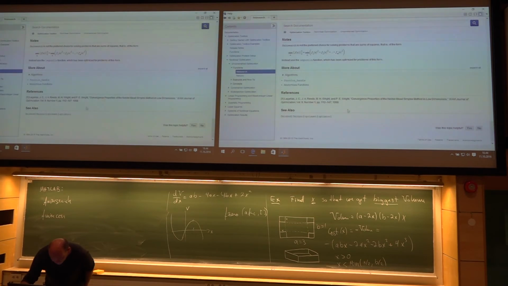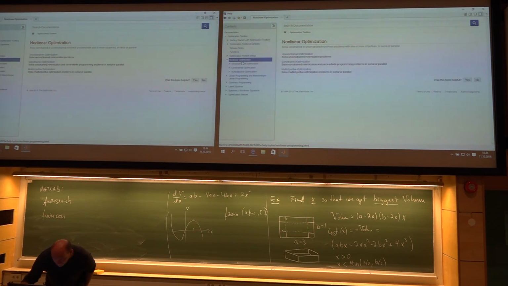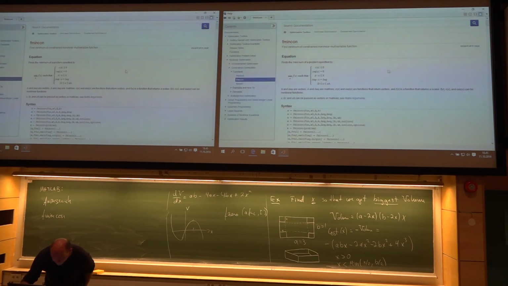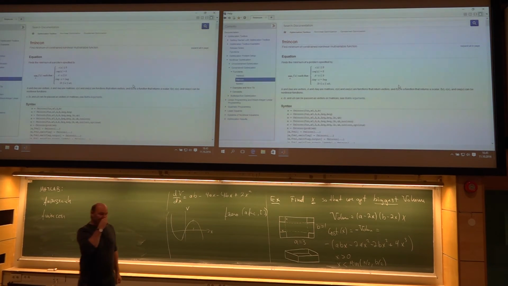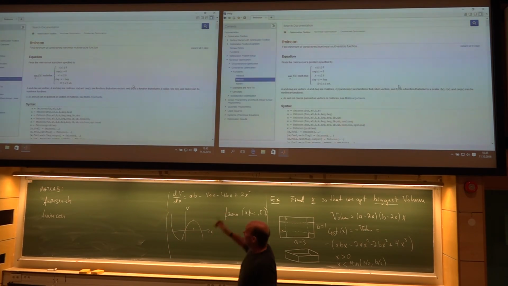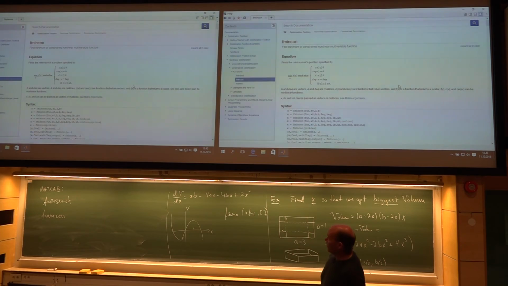Should be here somewhere. Unconstrained, where? Constrained optimization. And there we have fmincon.